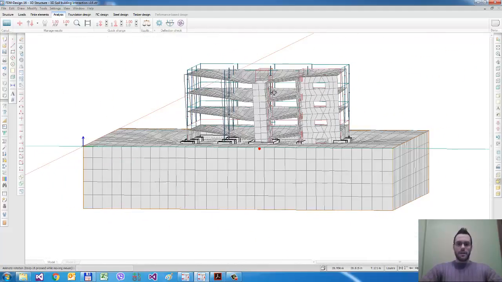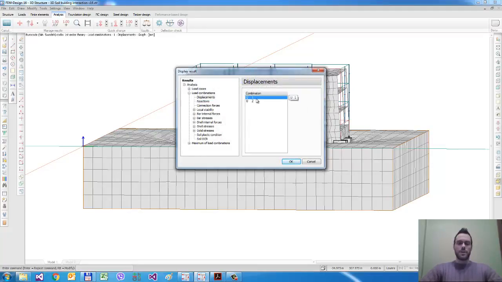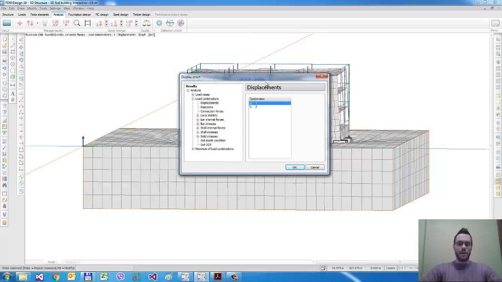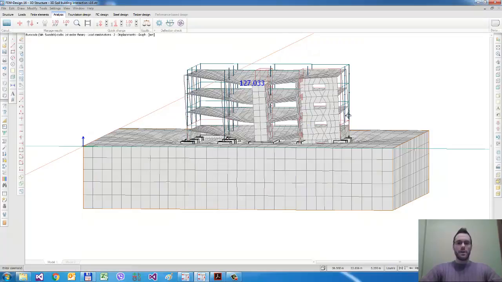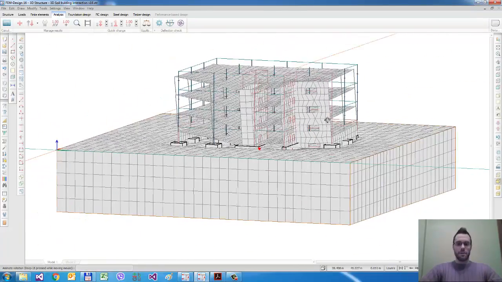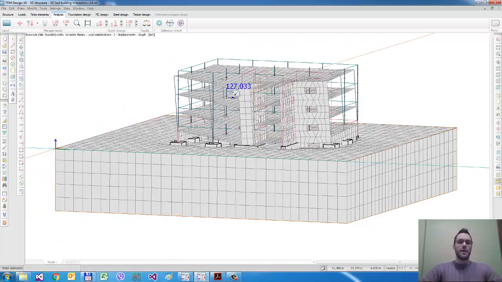This load combination contains the same load cases, but the first one was run with the linear calculation with 3D soil, and the second one was calculated considering the nonlinear material properties. You can see here the maximum settlement is 127 millimeters in this case. So we have a larger settlement here, because with the nonlinear material properties we consider the plasticity in the soil under the structure.